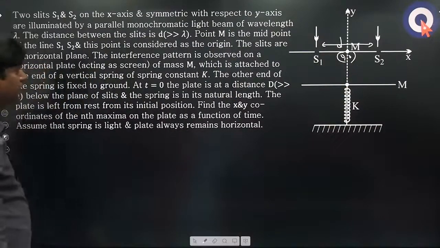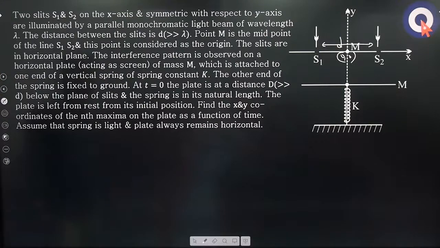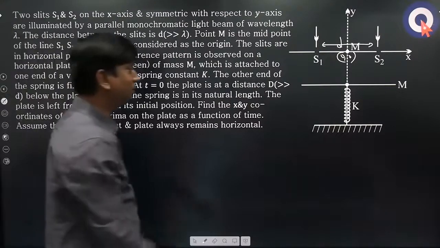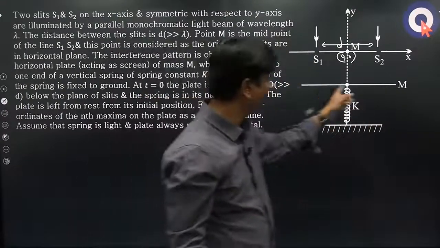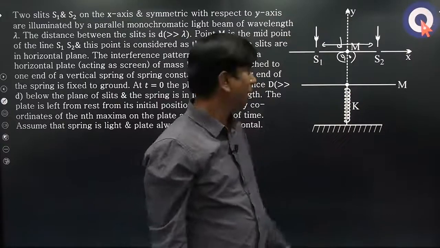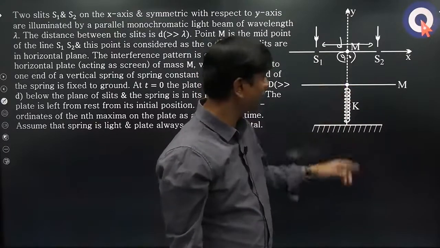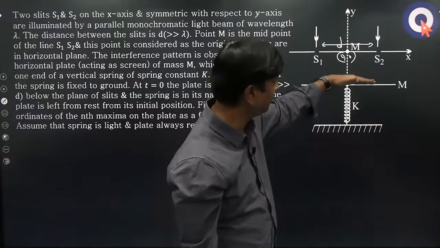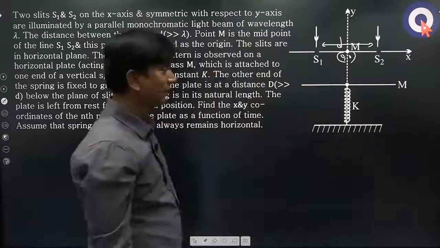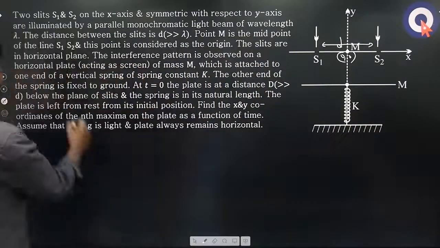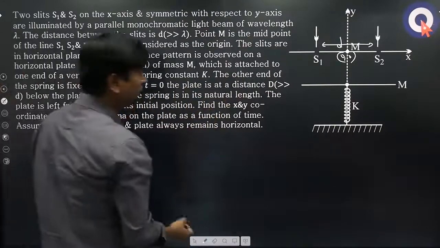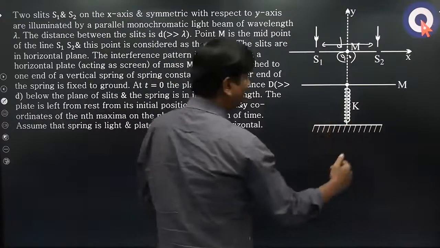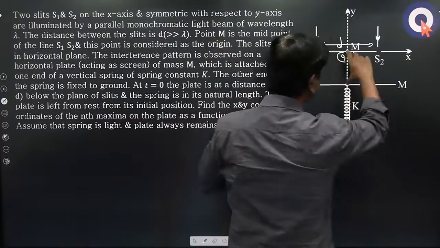The interference pattern is observed on a horizontal plate acting as a screen. Yes, so this is a horizontal plate which is acting as a screen. This horizontal plate is acting like a screen, but it is not fixed. It is connected to some spring, and definitely because of the mass M, it will oscillate also. Which is attached to one end of a vertical spring of spring constant K, the other end of the spring is fixed to the ground. So it's very simple. I think they will be asking, when this is oscillating, this distance will change.